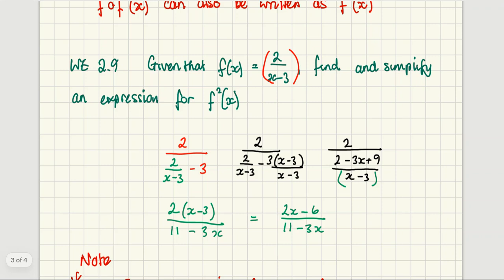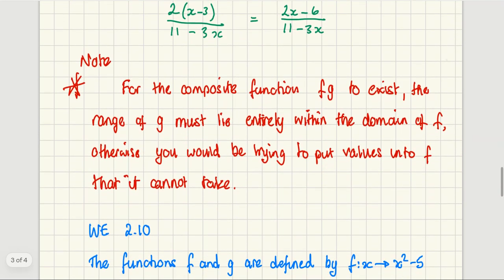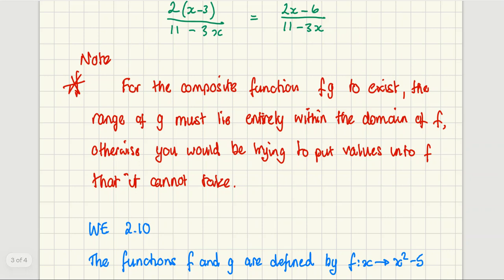The next thing is probably the difficult thing, which is for a composite function f of g of x to exist, the range of g must lie entirely within the domain of f. Otherwise, you would be trying to put values into f that it cannot take. Does that make sense? No? Okay. I'll pause and let you write that down before we discuss it and explain to some extent.